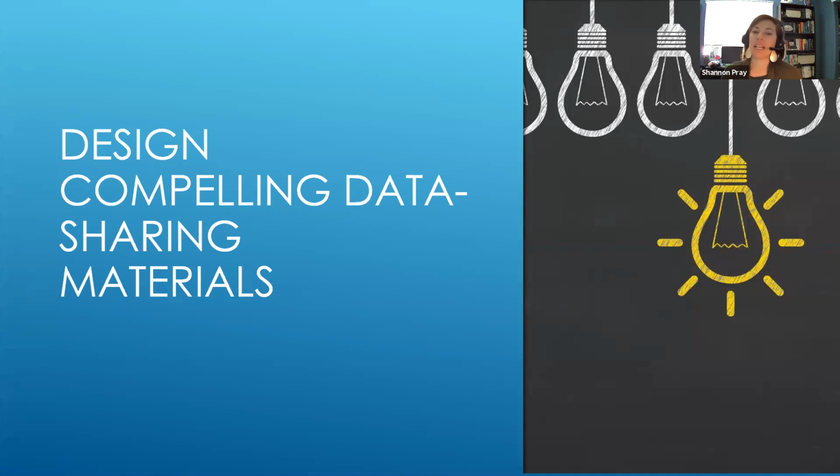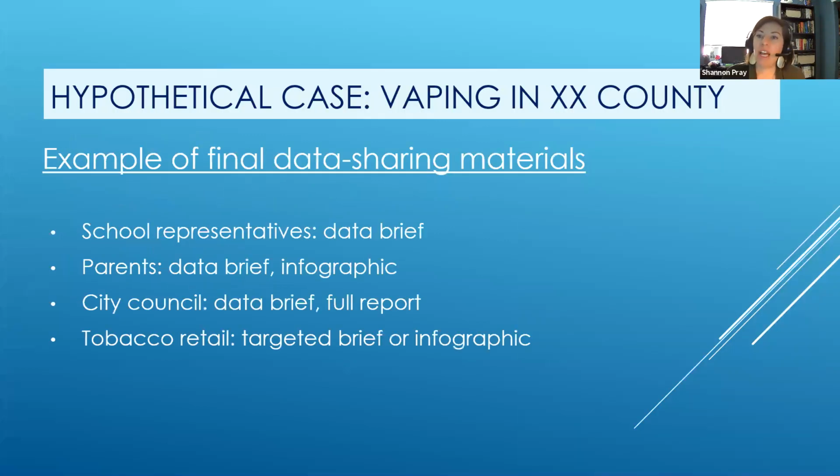The next step is to design compelling data sharing materials. So in our hypothetical case, what kind of materials are we looking at for the different groups? For school representatives, we're going to do a data brief. For parents, we could do the data brief, or we created an infographic that shares out our message and recommendations easily. For the city council, we could use that same data brief, but it could accompany a full report.